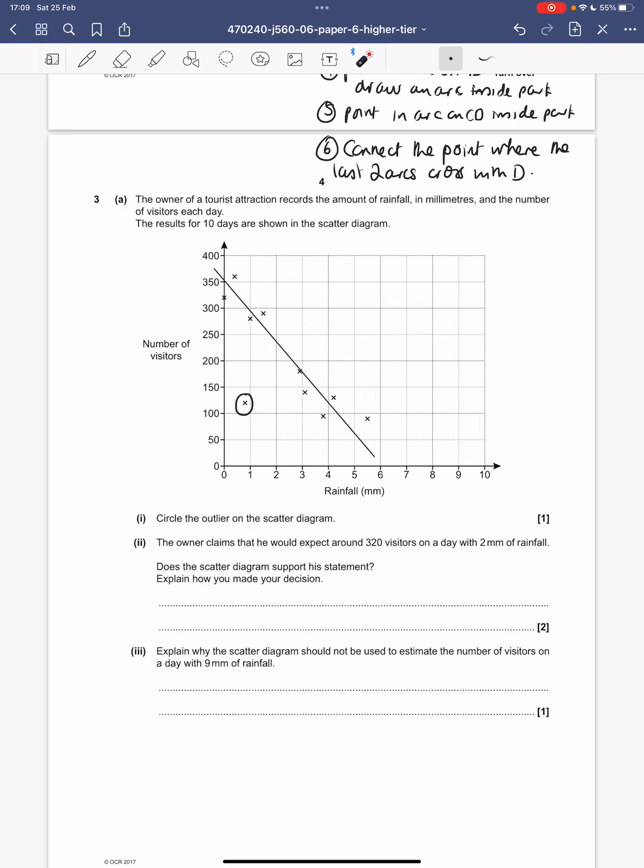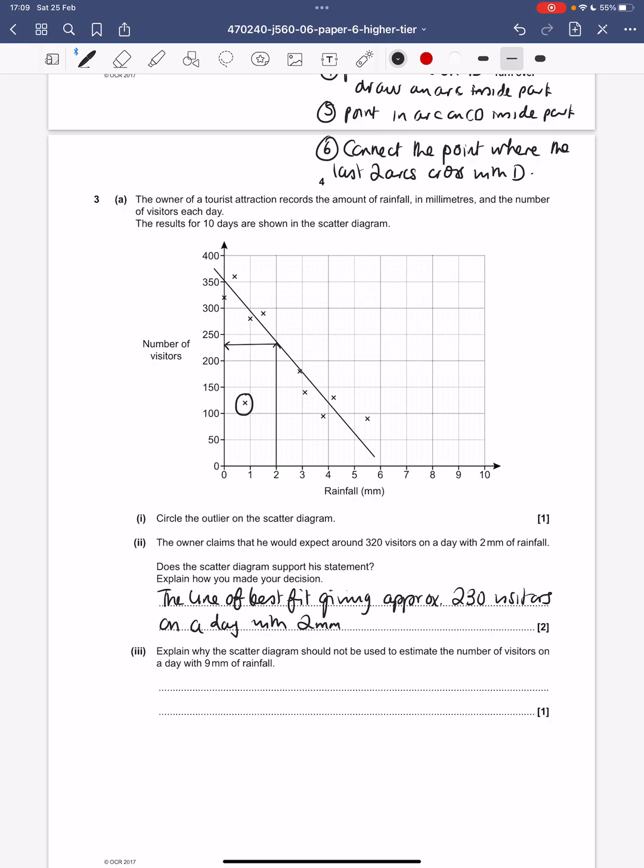So 2 millimetres. So then you read it off. So you go from 2, you go up to the line, and it's important to show this reading off here, and then read across there. So the line of best fit is given, looks like about approximately 230 visitors on a day with 2 millimetres of rainfall.